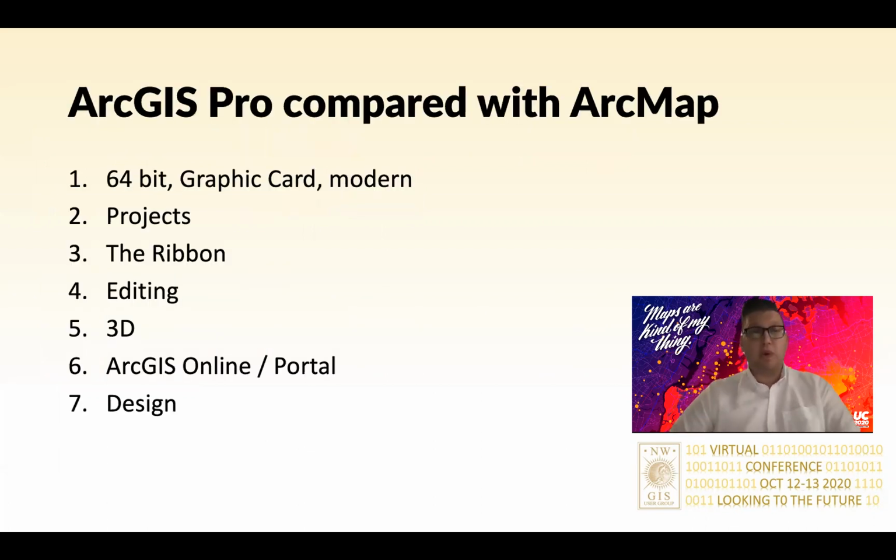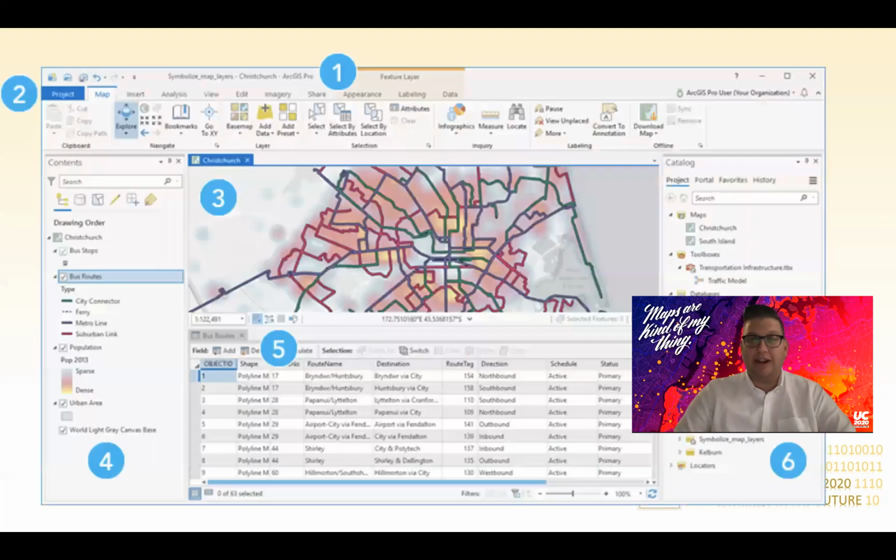First of all, just do some quick comparisons. ArcGIS Pro is 64-bit. It uses your graphics card. It's modern. Projects are a big difference. The ribbon's a big difference. Editing is totally different. 3D is a huge difference. Its integration with ArcGIS Online and Portal is phenomenal, and the design opportunities you have are really, really cool.